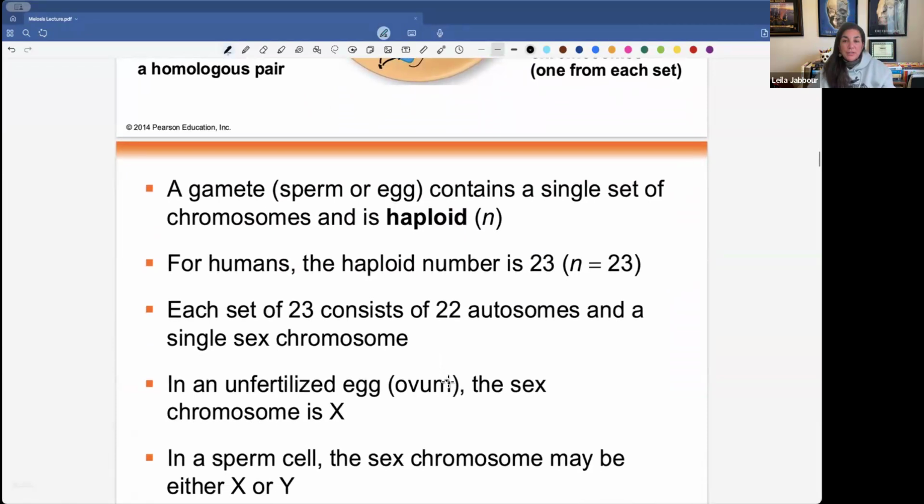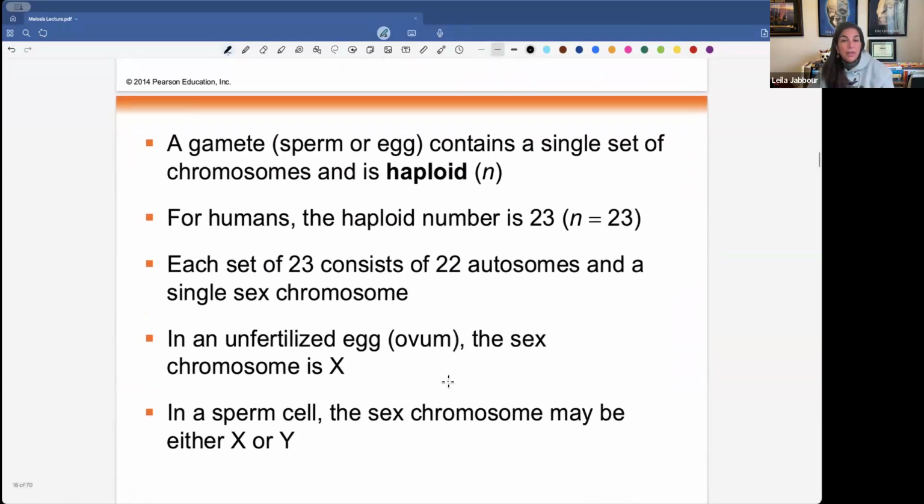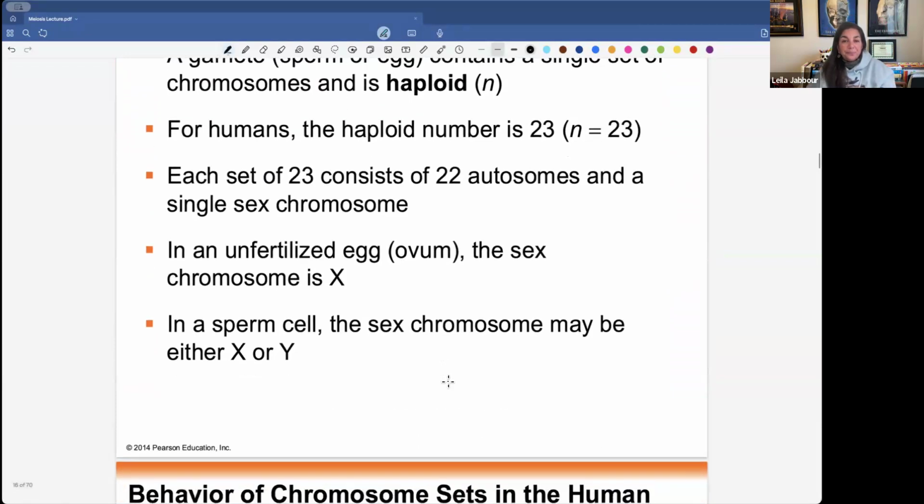So a gamete or sperm contains a single set of chromosomes and it's called haploid. We already saw that. We already talked about all of that. In an unfertilized egg, the sex chromosome can only be X because that's coming from the mom, and the mom is female, so she will never carry a Y. So all her eggs will have one X. But a sperm will carry either an X or a Y. So for every sexual intercourse, there's a bunch of sperm that are going to be dumped, and half of them will be carrying the X chromosome and half of them will be carrying the Y chromosome.